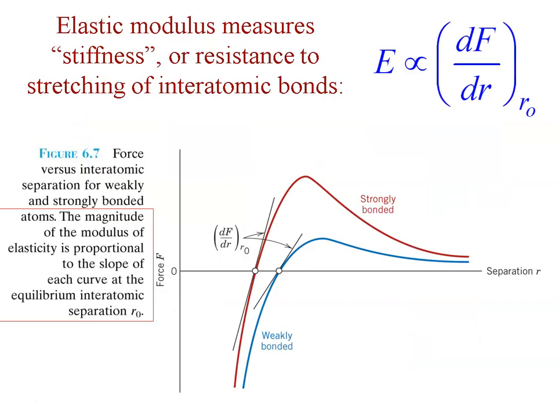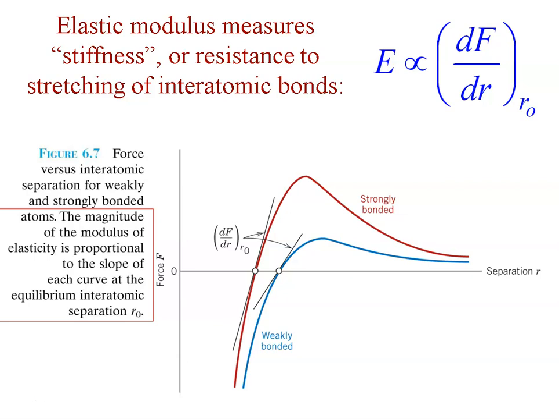Let's go and look back at a graph that we first saw in Chapter 2, the force versus interatomic separation for different atoms. The elastic modulus, or Young's modulus, measures the stiffness of the material. It's basically proportional to the slope at the equilibrium bond length. Remember, the point where the force crosses the axis is the point of interest, because that is when the net force equals 0. So this measures the equilibrium bond length.